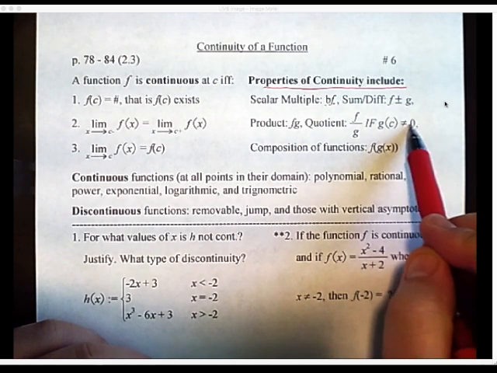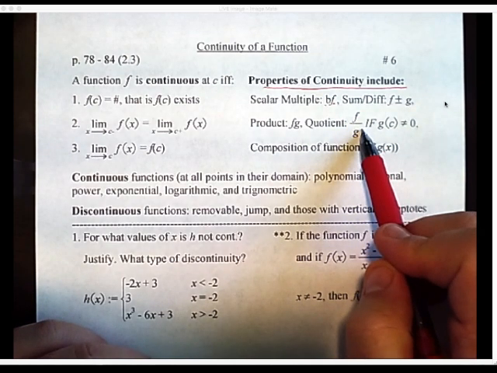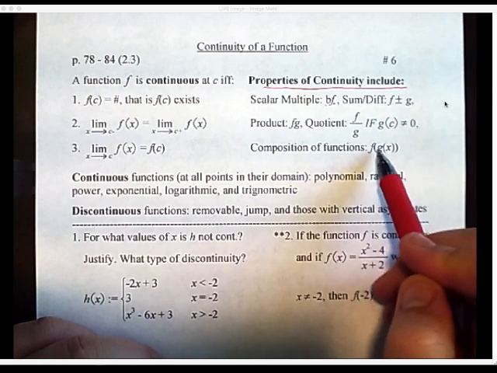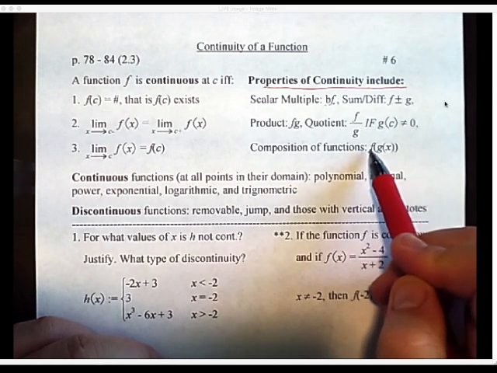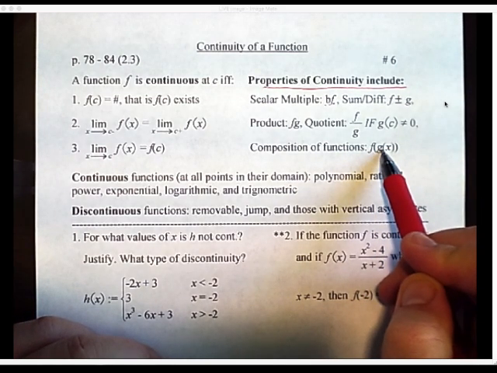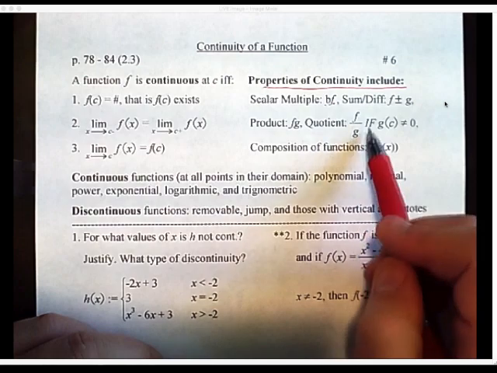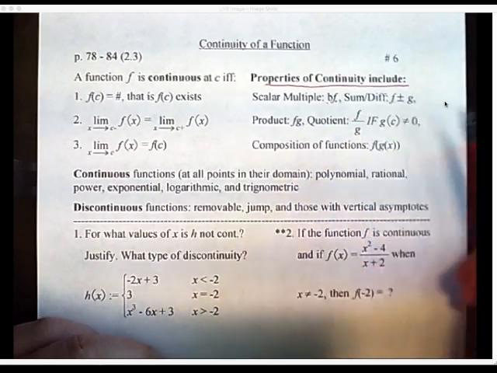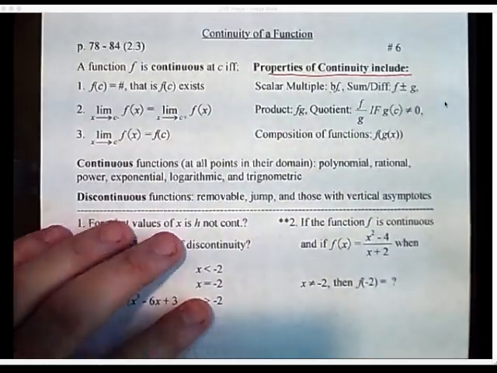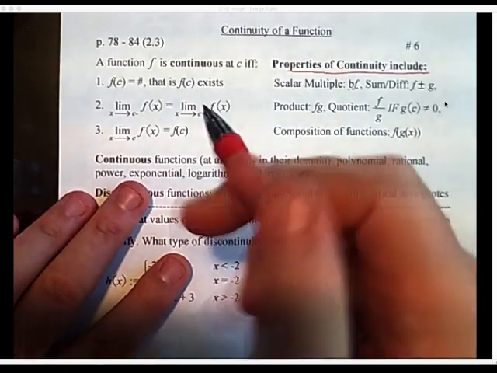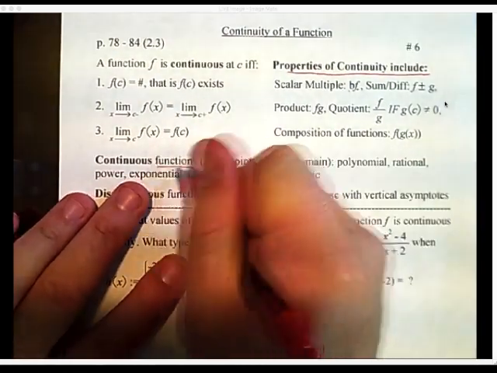If the g function equals 0, you know you're not allowed to divide by 0. And likewise, if you take a composition of functions, if both f and g are continuous, and you compose them with each other, that'll also be continuous, as long as it doesn't come out to be some rational function.